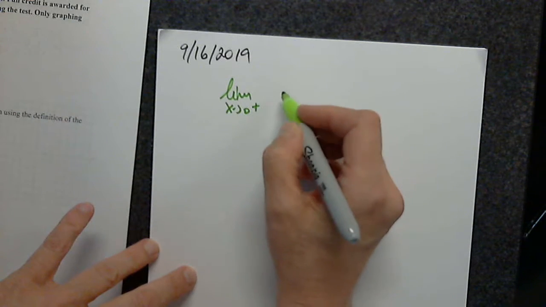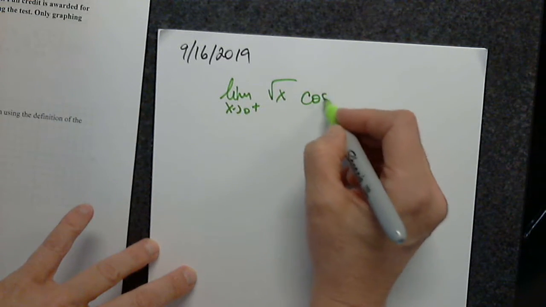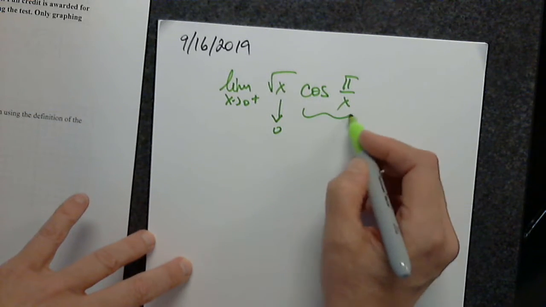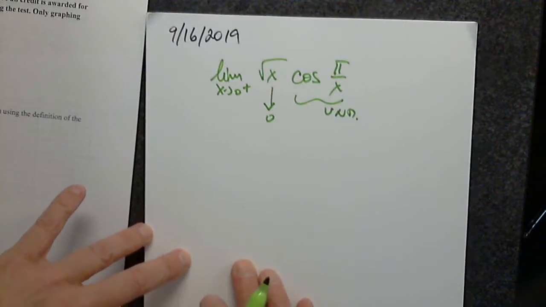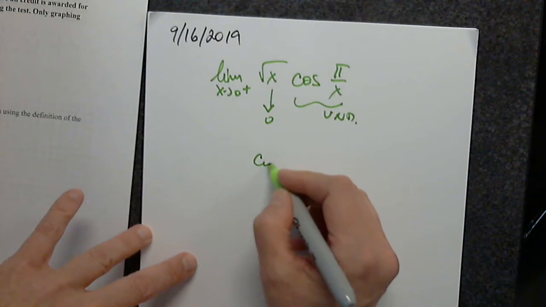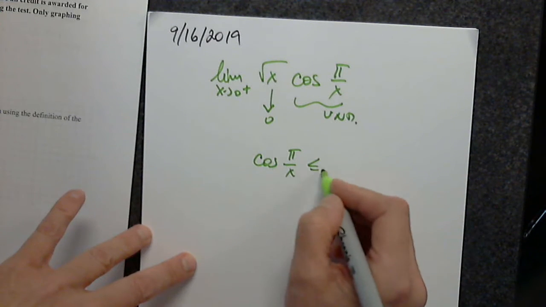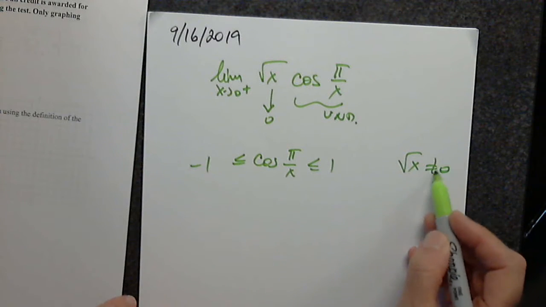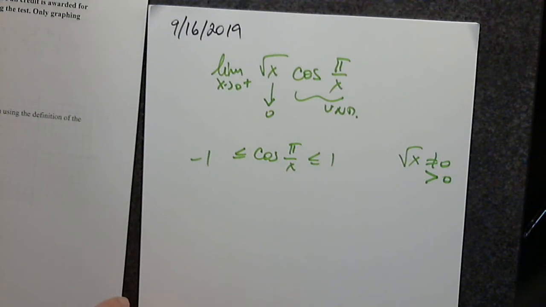As x approaches 0 from the right, the square root of x cosine pi over x approaches 0, and this is undefined. So therefore, we start with cosine pi over x as being a bounded function, we say. And we will multiply all three sides by the square root of x, which is not 0 and positive, of course.